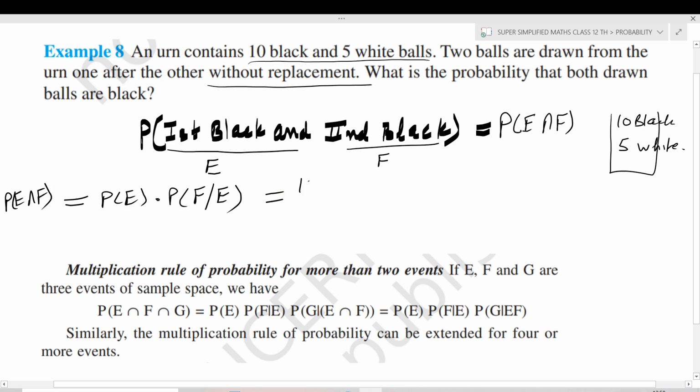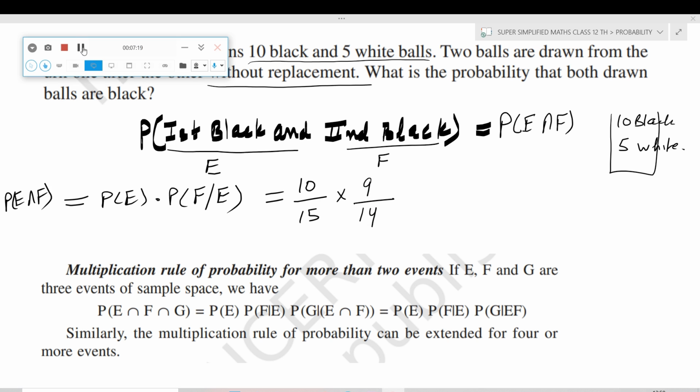10 black balls are there, total 15 balls are there. So the probability of first black ball will be 10 by 15. But then I have to multiply it by the probability of second black ball. Now once you take out one black ball and you don't replace it, you are left with only 9 black balls, and the total balls which were 15 earlier also now become 14. So this is the required probability. You can of course simplify it.